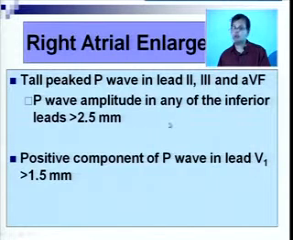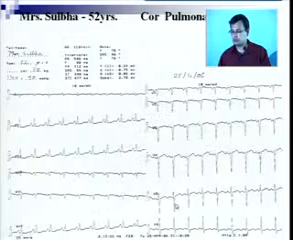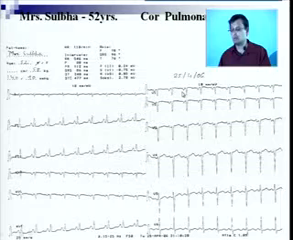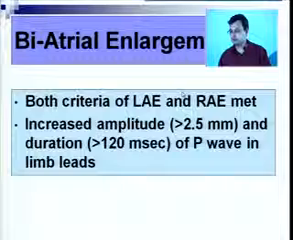Right atrial enlargement is commonly seen in cor pulmonale. You can have tall peaked P waves in inferior leads of more than 2.5 mm in size, and the positive component of the P wave is also predominant in V1. Here you can see a prominent peaked P wave in lead 2 helping us to diagnose cor pulmonale. However, V1 is not showing such a clear-cut feature.